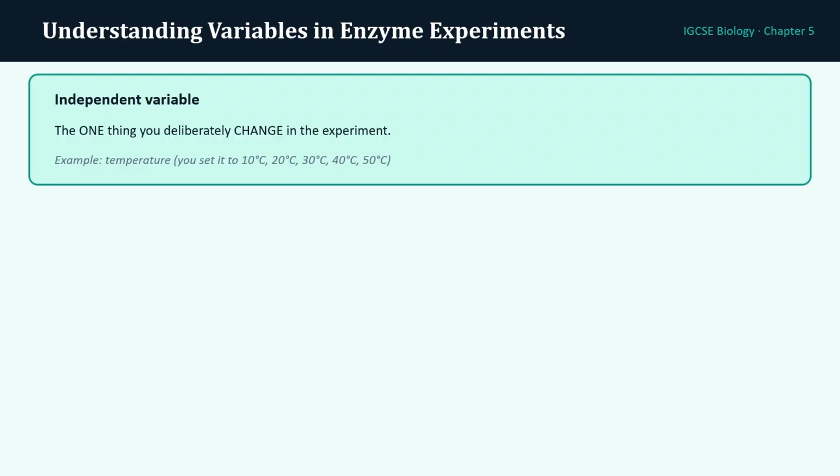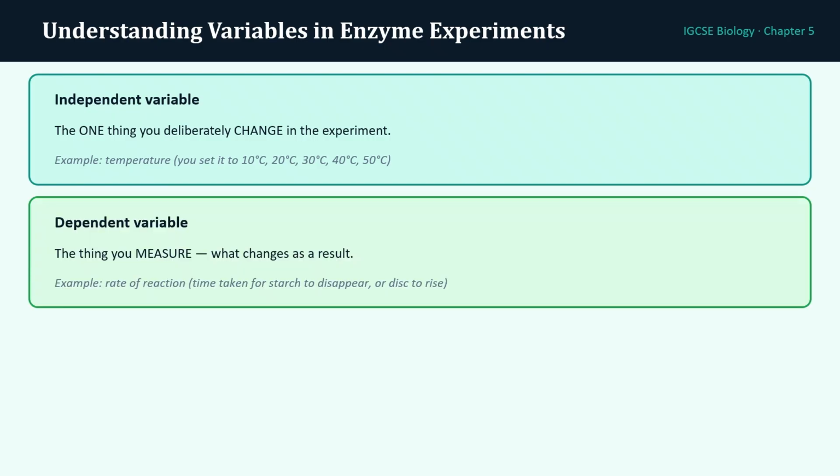Before we look at the actual experiments, you need to understand variables. There are three different types of variables. First one is the independent variable. This is the one thing you deliberately change in the experiment. Like if you are testing the effect of temperature on enzymes, then temperature is the thing you are changing, setting its different values like 10, 20, 30, 40 or 50 degrees and seeing what happens. So temperature is your independent variable.